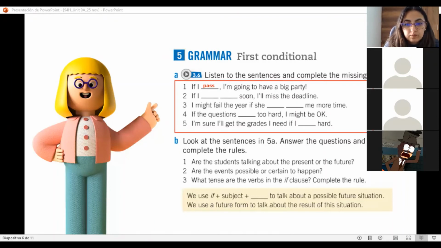2. If I don't decide soon, I'll miss the deadline.